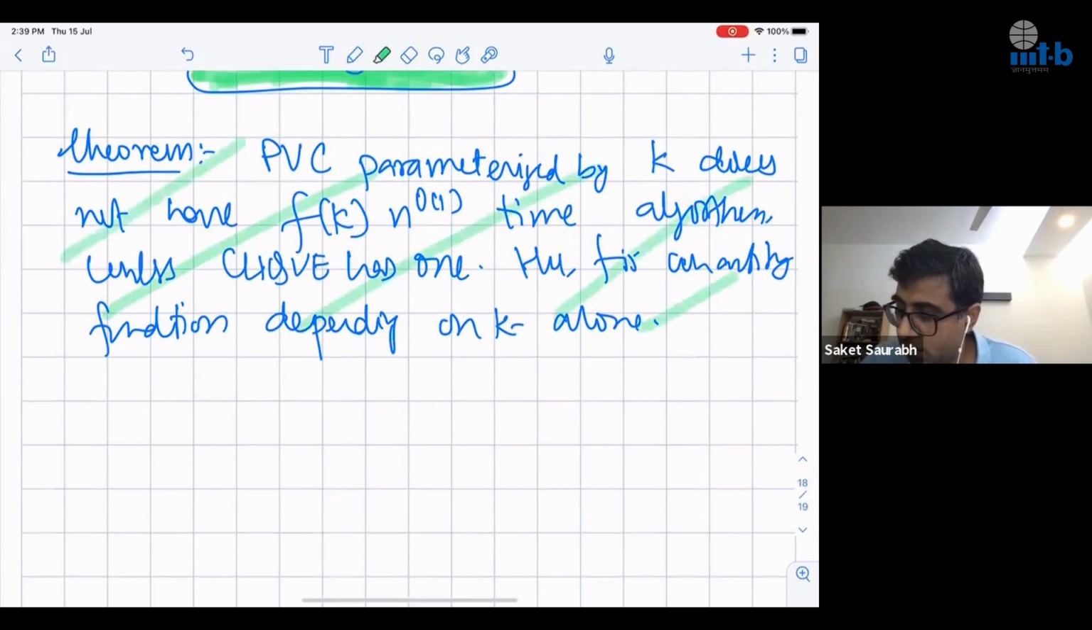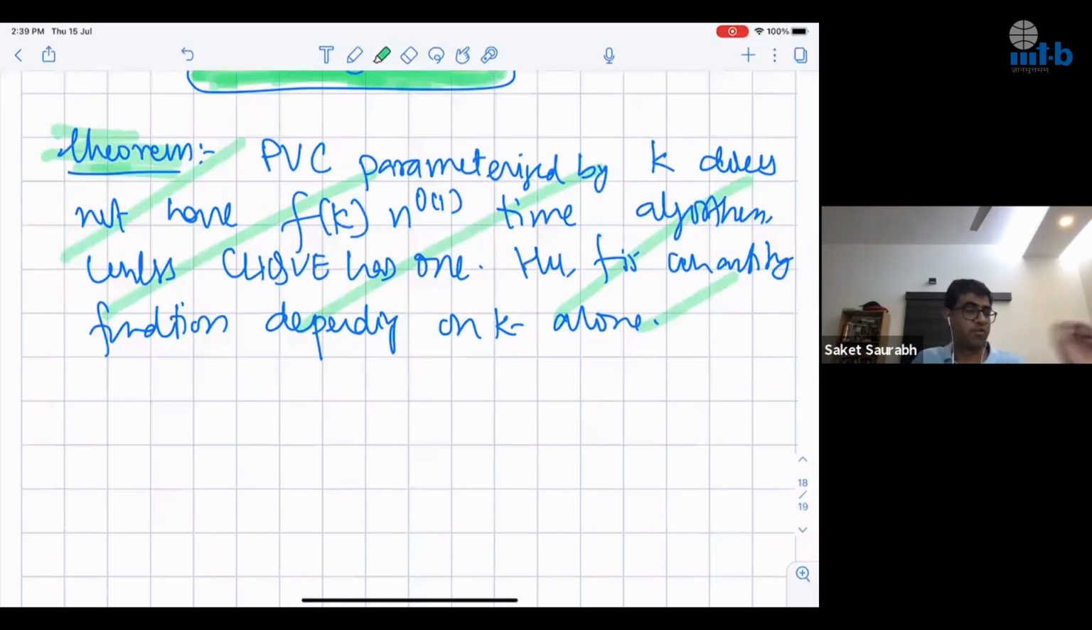Okay, that partial vertex cover parameterized by k does not admit an FPT algorithm. Okay, what about an FPT approximation for this?